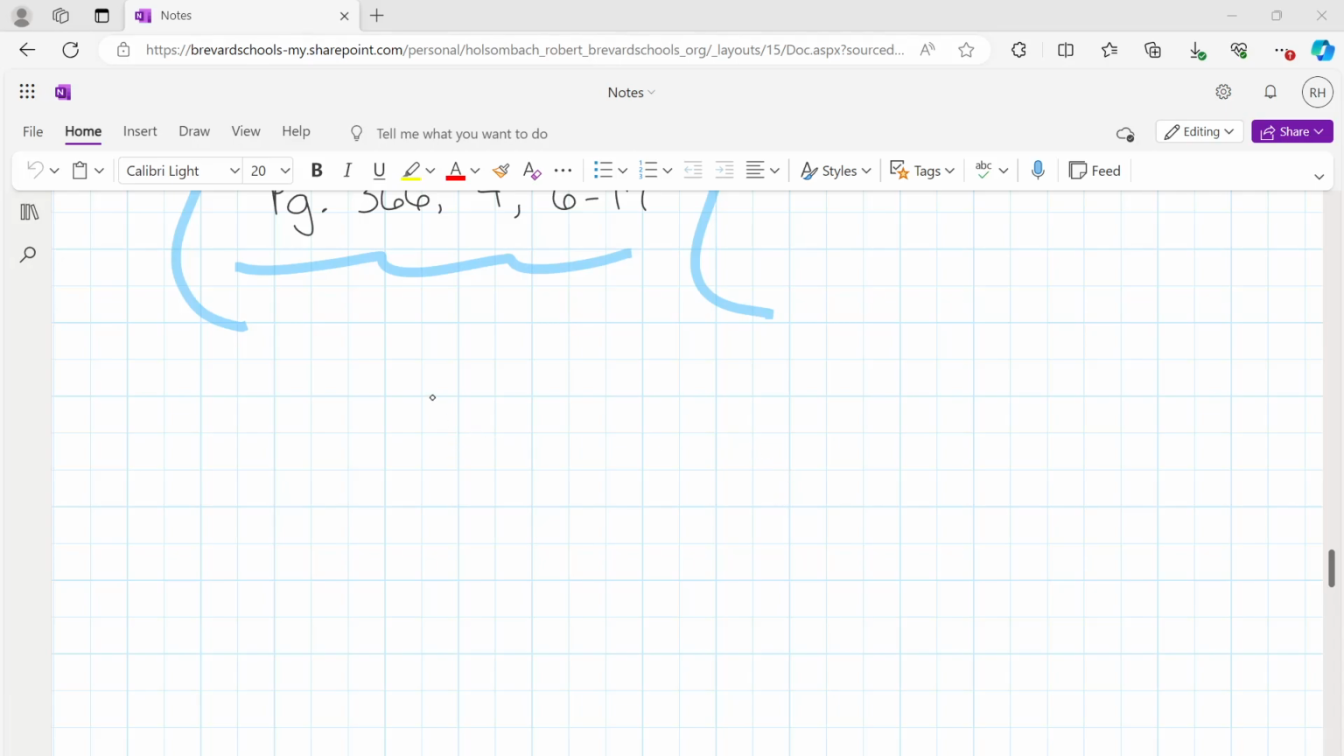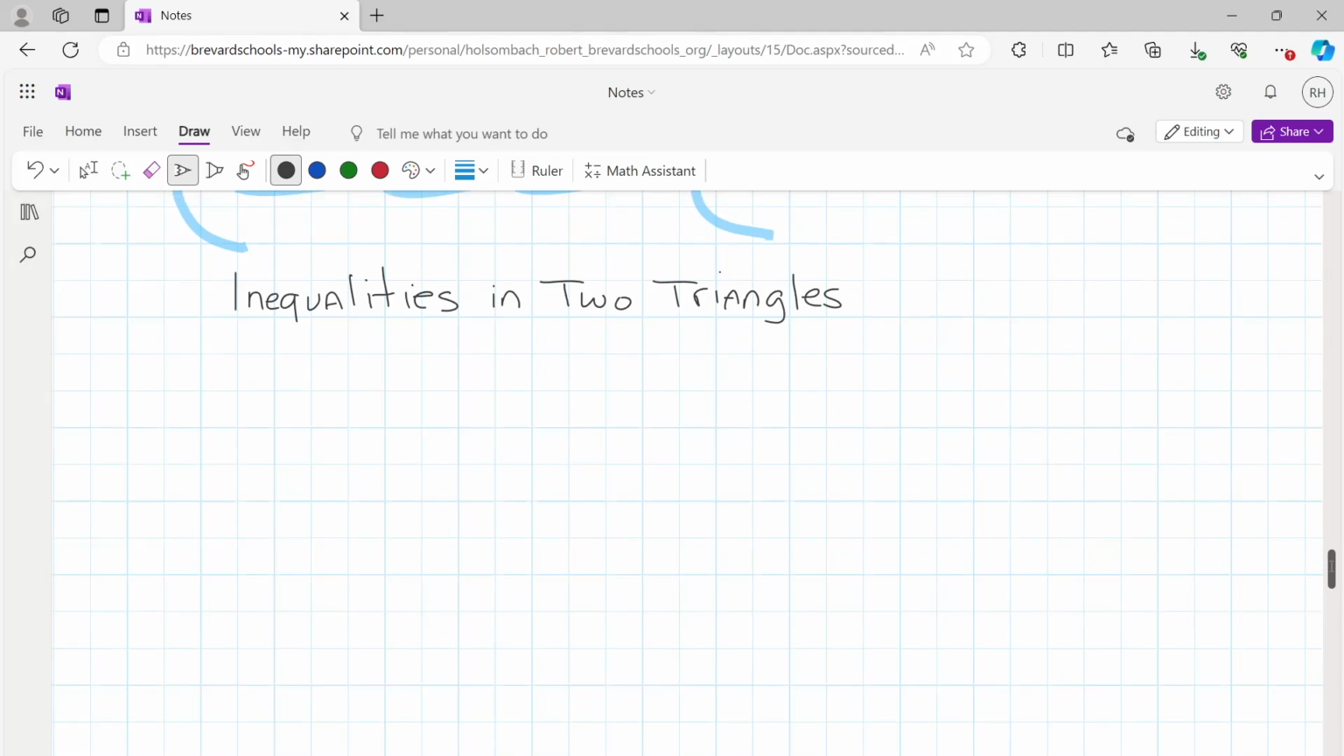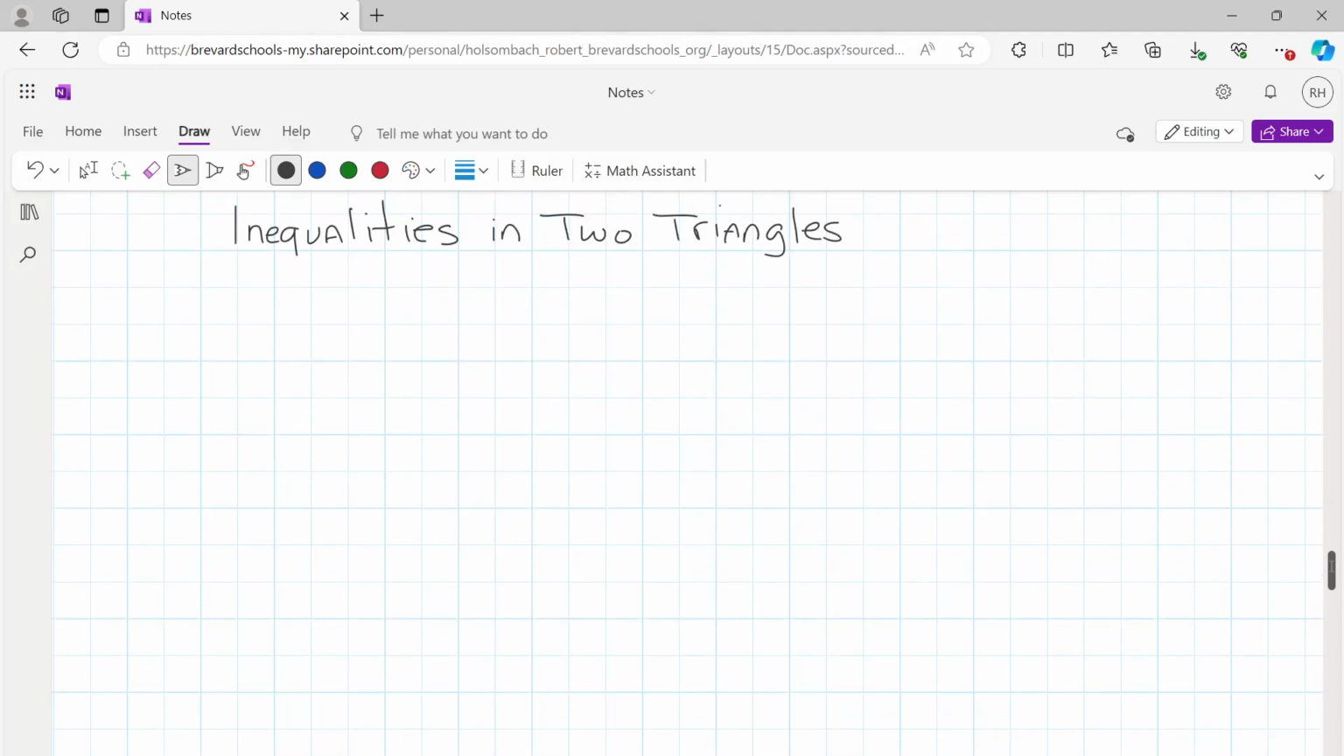All right, on page 371, today we're going to be talking about inequalities in two triangles. And what you're going to be doing is comparing angle measures and side lengths in two different triangles.